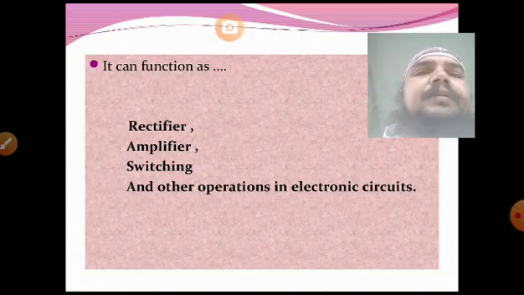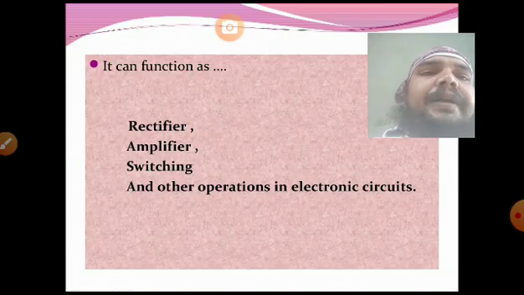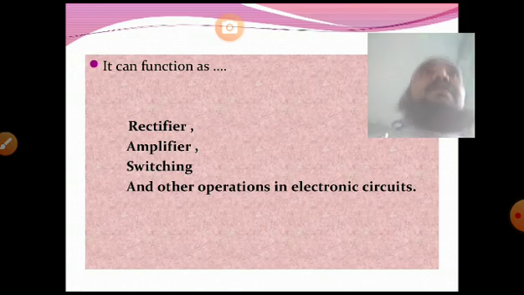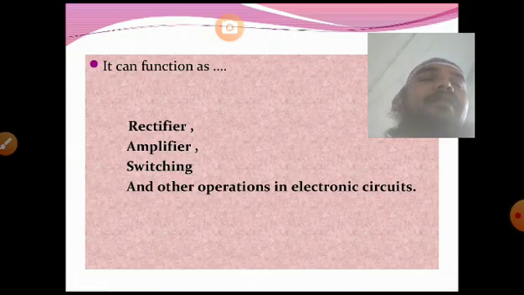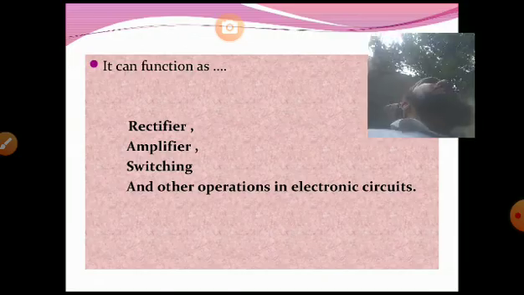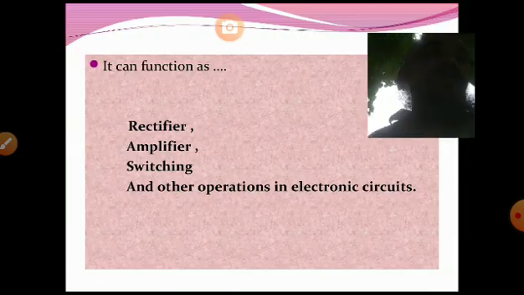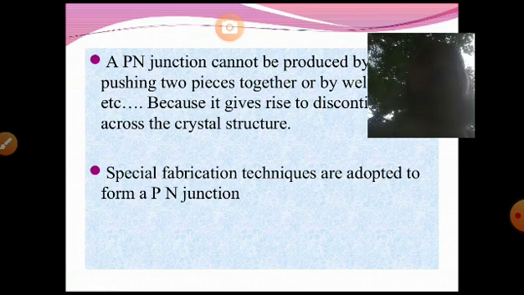It can function as a rectifier, an amplifier, and for switching and other operations in electronic circuits. First one is rectifier, second one is amplifier, third one is switching and other operations in electronic circuits.